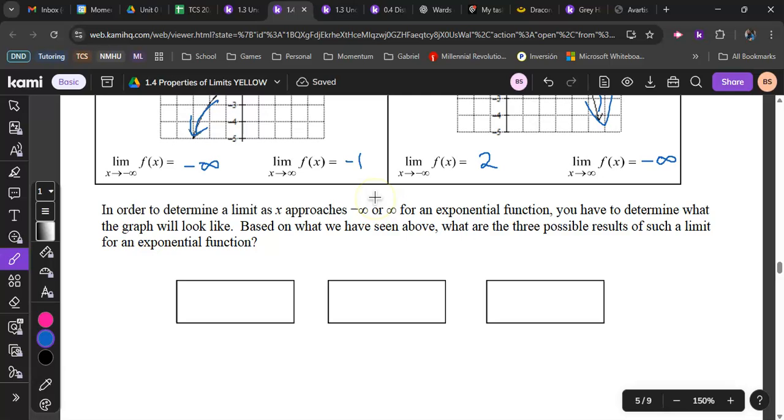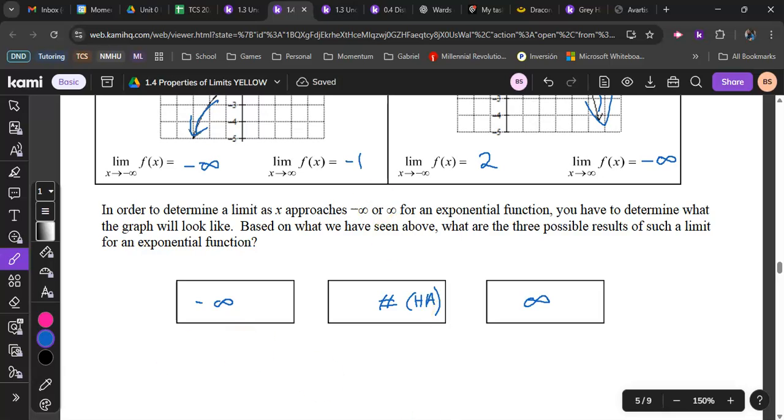So, in order to determine a limit as x approaches negative infinity or infinity, in other words, the end behaviors, you have to determine what the graph will look like based on what you've seen above. What are the three possible results? There's only three things we can do. We can go to negative infinity, a constant or a number, which is really our horizontal asymptote, right? Or infinity. Those are our only three options.